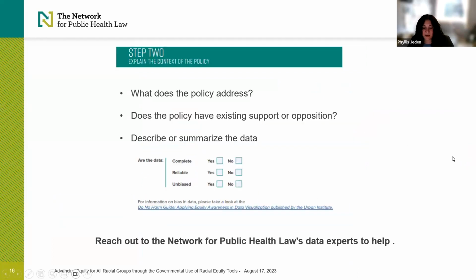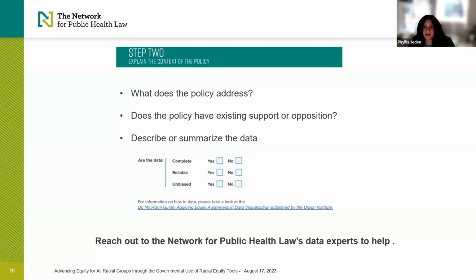So step 2 provides an opportunity to provide more context and information on data related to the policy. For our SPA doulas example, of course, the interest in creating it would be to address the high rate of maternal mortality among low-income persons, and especially communities of color in the state. We ask that you consider, does your policy have any existing support or opposition? And that you describe or summarize the data related to your policy. For our example, there is a lot of data, of course, on the high rate of maternal mortality, as well as the positive impact of doulas for those outcomes.